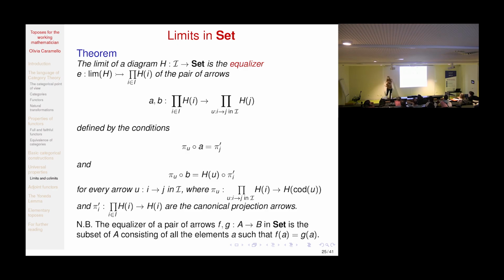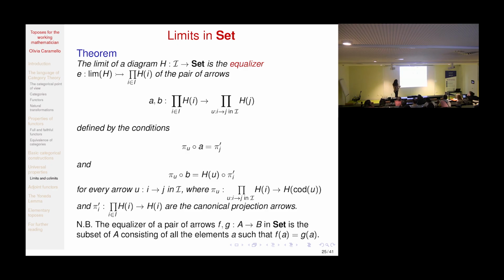The interest of that result is that it allows you to build arbitrary limits in a category which possesses them, just in terms of arbitrary products and equalizers. And then we will have a dual result for colimits. We will see that colimits dually can always be built from arbitrary coproducts and coequalizers.